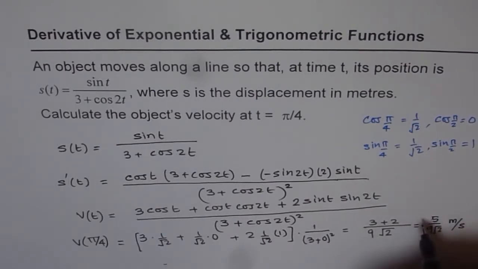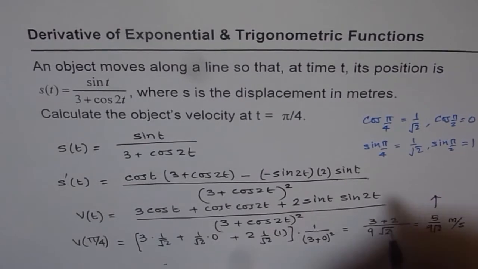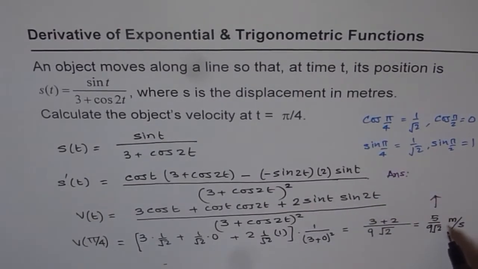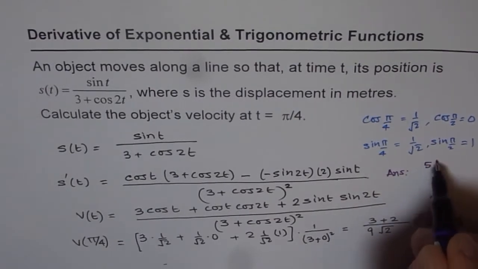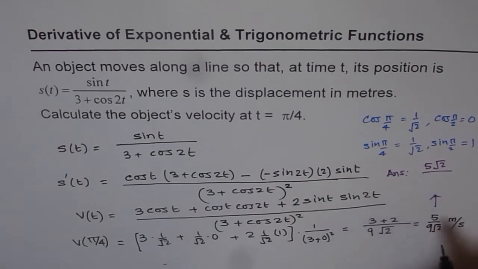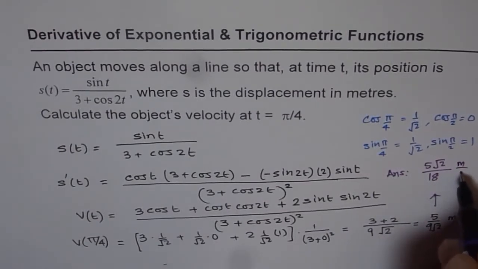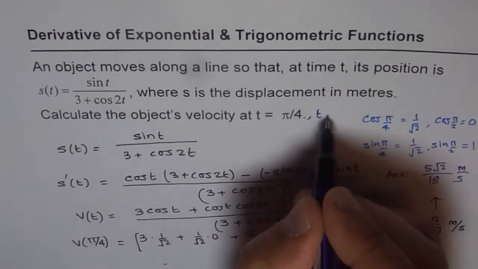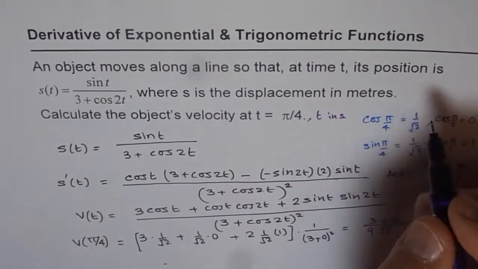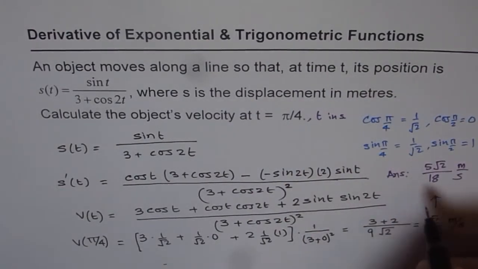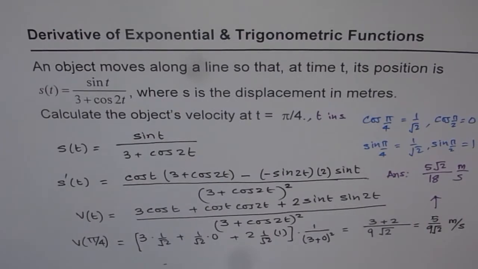So in that case, if you rationalize this, what do you get? So our answer should be, let me rationalize this. That means multiplying by square root 2 and dividing by square root 2. So that way you get 5 square root 2 over 9 times 2, 18, right? 18. And let me write meters per second. I'm saying t in seconds, and the time t in seconds is probably missing here. So that is the velocity of the particle at t equals pi by 4.